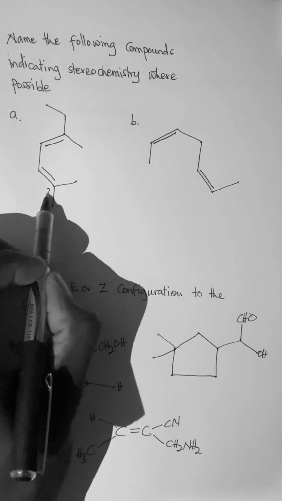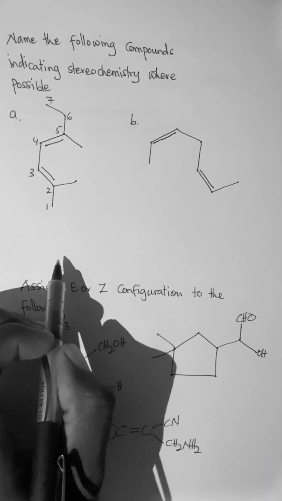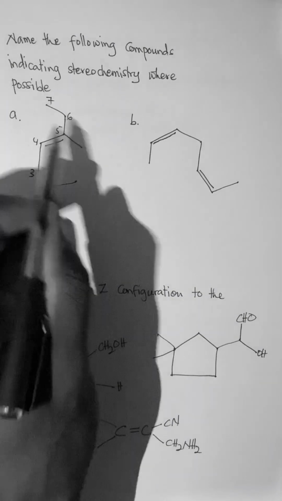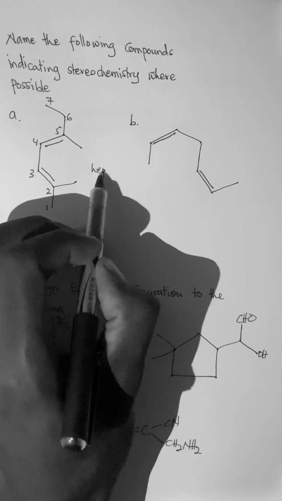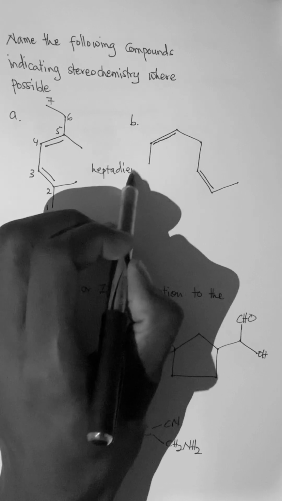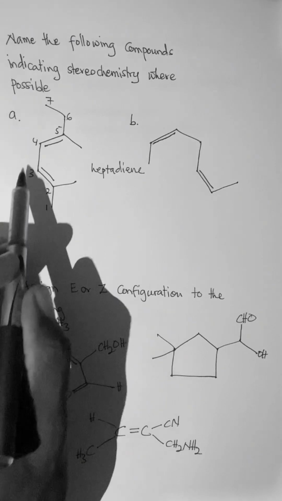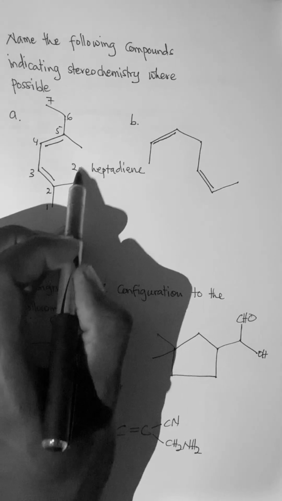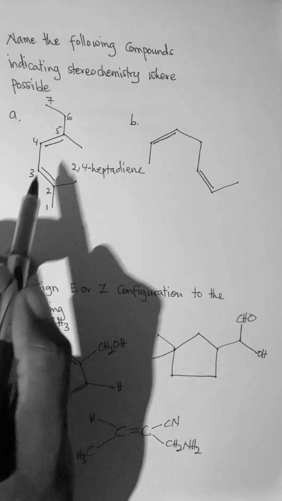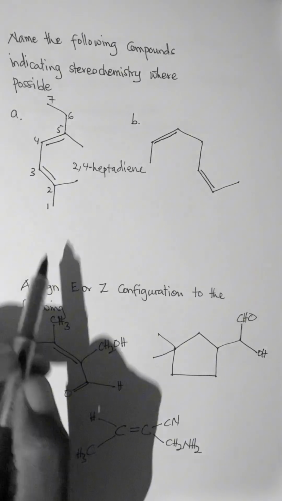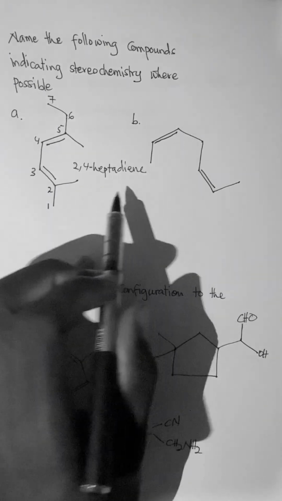So this is 1, 2, 3, 4, 5, 6, 7. So 7 carbons. So we know that we have a hept. Now there are 2 alkenes inside, so it is a heptadiene. However, the double bonds are on carbon number 2 and carbon number 4. So it is a 2,4 heptadiene. Then we have substituents on carbon number 1 and then on carbon number 5. So we have a 2,5 dimethyl 2,4 heptadiene.